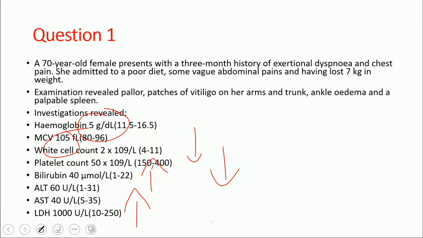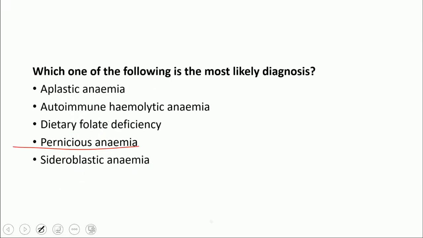And why is the LDH high? Because of the B12 deficiency, the bone marrow is producing immature cells and they're breaking down in the bone marrow itself, right? Which can cause a bit of intra-bone marrow hemolysis. The LDH is high because lots of immature cells are forming and breaking down, because you need B12 for proper cell maturation and cell division. But because that's not happening, they're broken down in the reticuloendothelial system, giving high LDH and bilirubin. Okay? So pernicious anemia is the answer there.